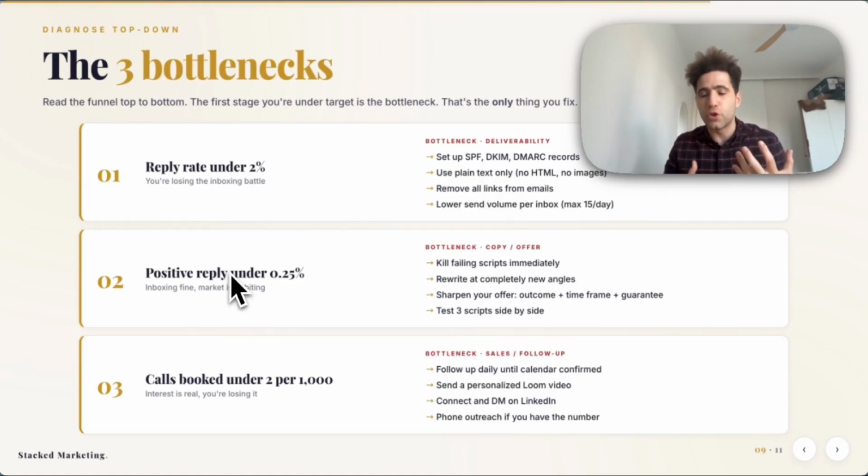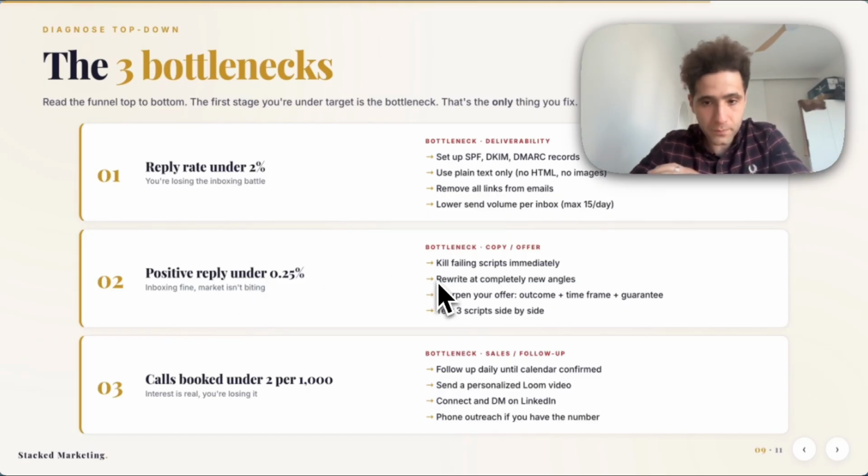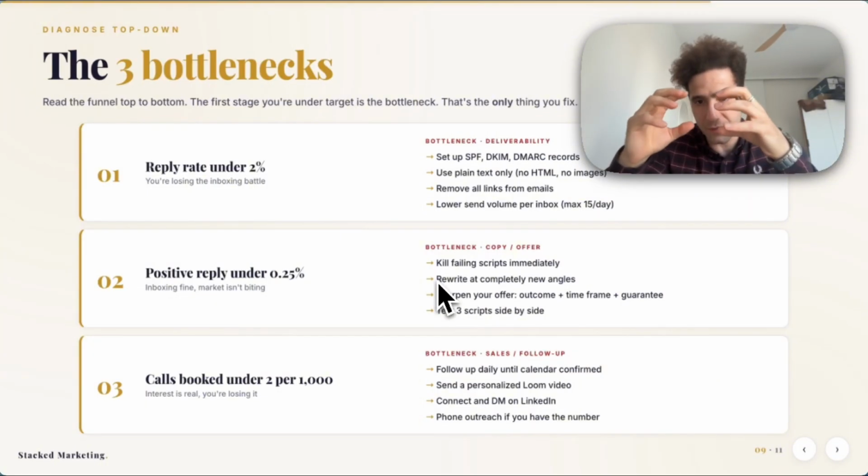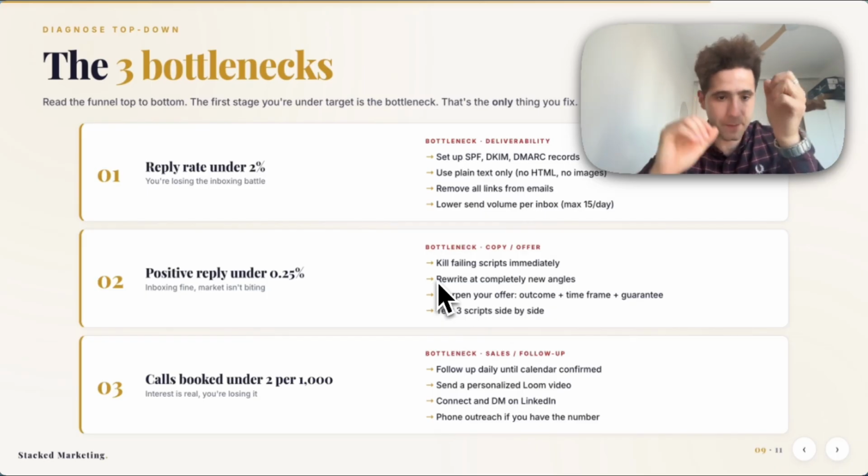So you're selling something that the market is not interested in. So what you want to do is look at the scripts. You want to rewrite the scripts, think of new different angles, and maybe even think of a new offer. You basically need to split test these different variables and find something that sticks.